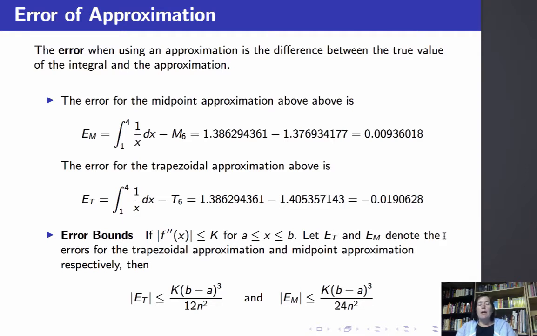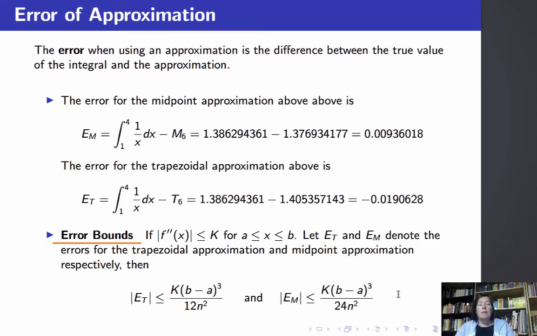Now, our aim in this section is not to know the exact error, because as I pointed out before, if we knew that, we wouldn't have to approximate, but to find some bounds on the error. You can see that the absolute value of the error is really what tells us how far our approximation is from the true value of the integral. Here we're looking for bounds on the absolute value of ET, which is the error of our trapezoidal approximation, and EM, which is the error of our midpoint approximation. And of course, we're looking at these for some specific value of n.